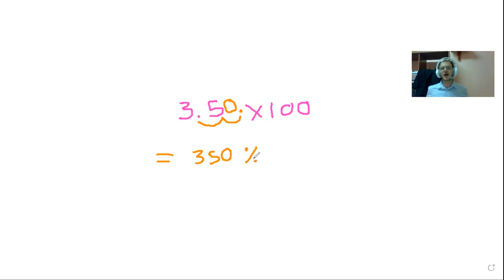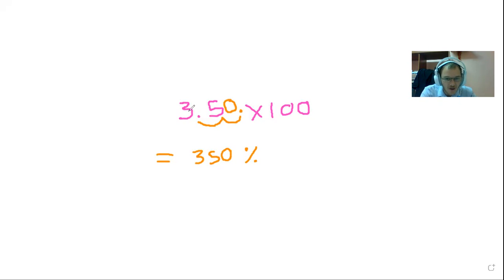Is it possible to have a percent higher than 100? Yes, it is very possible. If your number is below 1, so let's say 0.99 or 0.95, 0.42, your percentage will always be below 100.